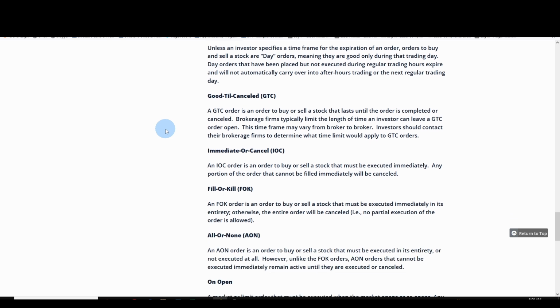Good-Til-Canceled. A Good-Til-Canceled order is an order to buy or sell a stock that lasts until the order is completed or canceled. Brokerage firms typically limit the length of time an investor can leave a Good-Til-Canceled order open. This time frame may vary from broker to broker. Investors should contact the brokerage firm to determine what time limits would apply to GTC orders.